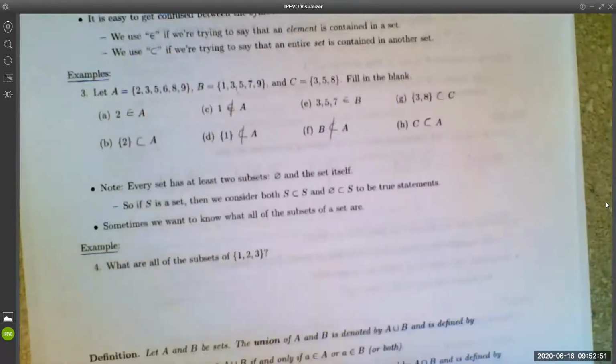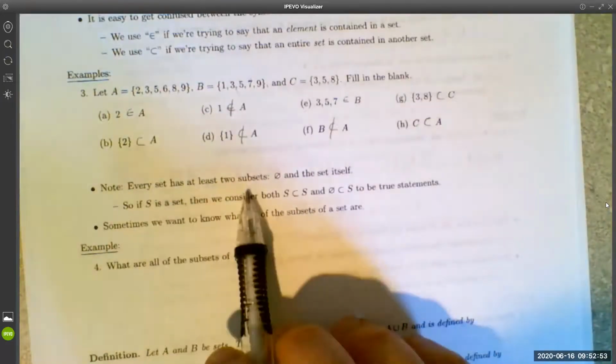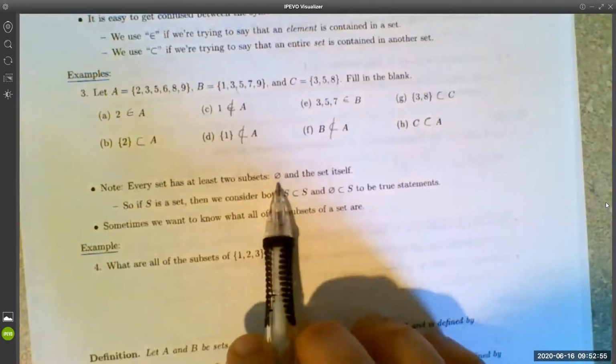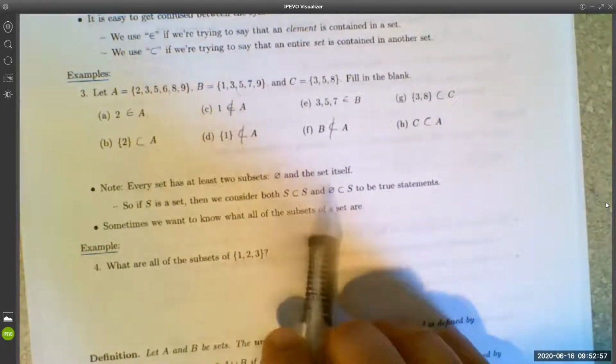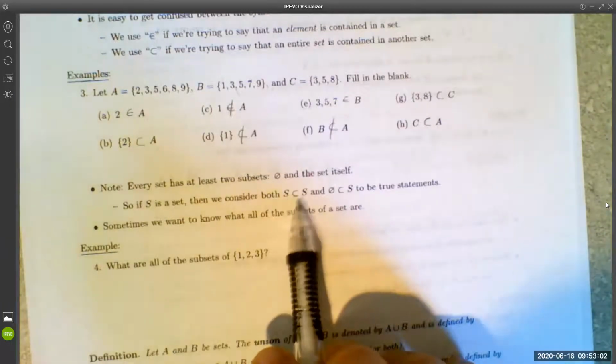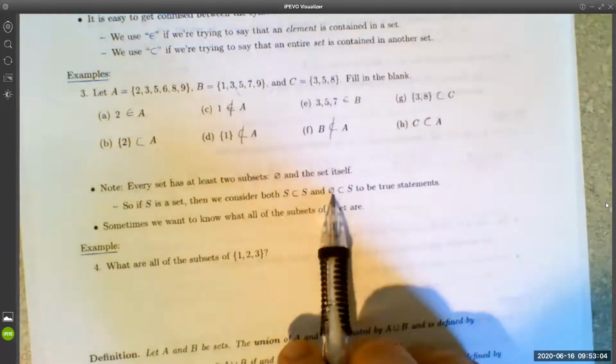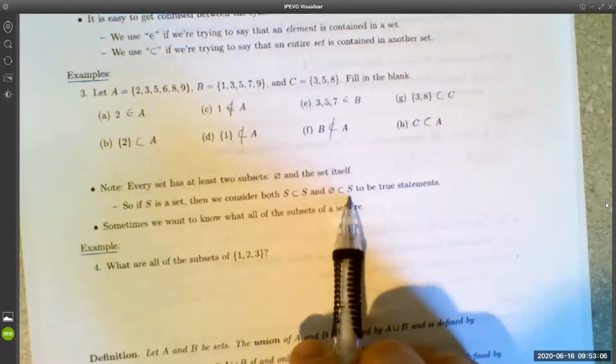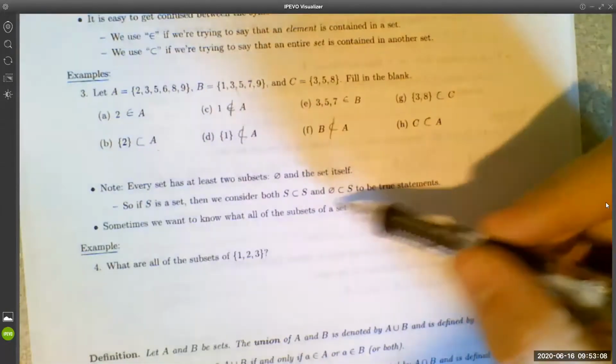Something to point out, every set has at least 2 subsets: the empty set and then the set itself. So if S is a set, then we consider both S a subset of S to be true and the empty set a subset of S to be true. This one is sort of vacuously true.